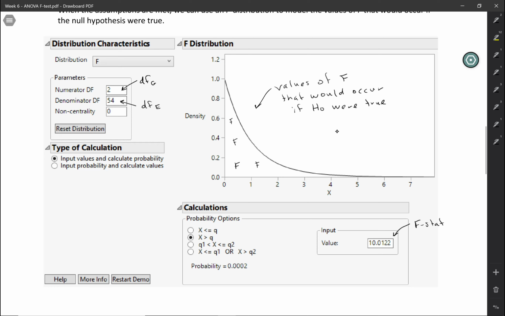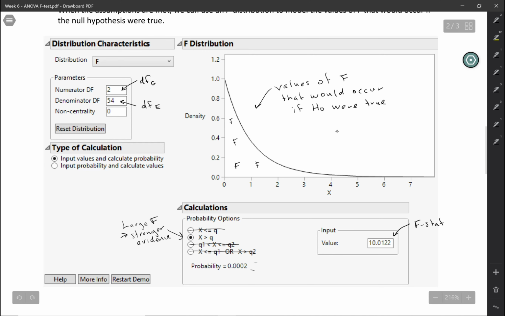And technically, we want to look at the probability of getting F or greater. So we're using the greater than sign here because remember, a larger F statistic means stronger evidence. And so we want to say, what's the chance of getting this F statistic or something even stronger if the null hypothesis were actually true? So we'll always use this option for an F test. We won't use any of the other ones.